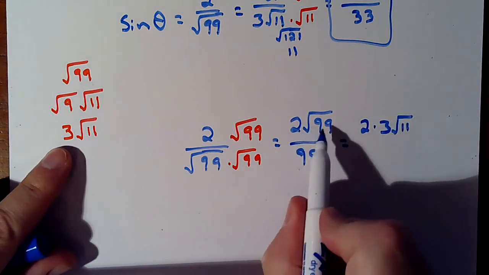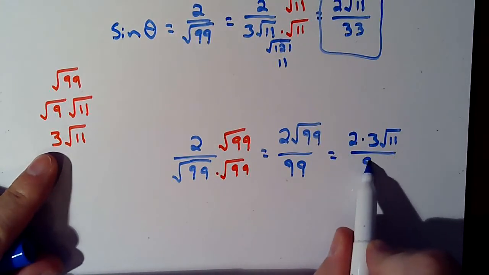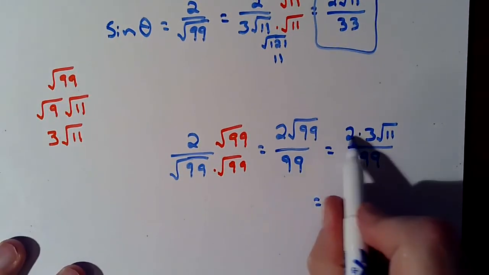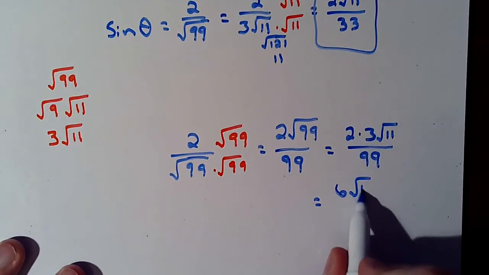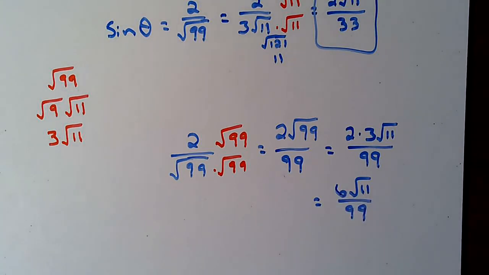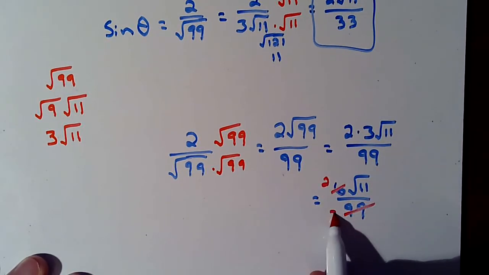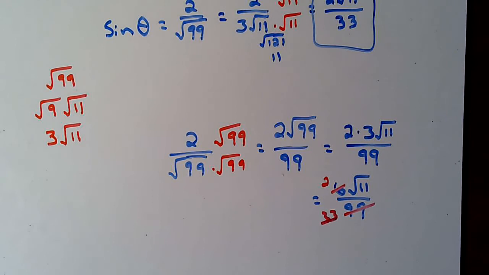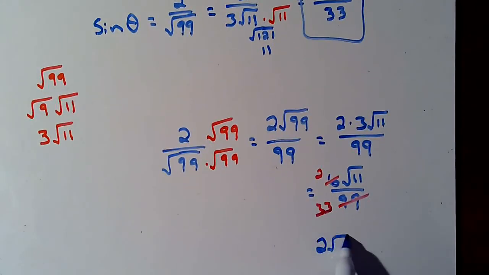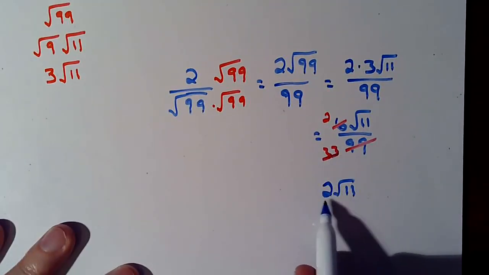Right now this is 2 times the square root of 99, so it's going to be 2 times the 3 square root of 11 over 99. Then I can put this together: 6 square root of 11 over 99. And now I can take a 3 out of both of them, so that turns into 2, and that turns into 33. And so I still get that exact same 2 square root of 11 over 33 on the bottom.